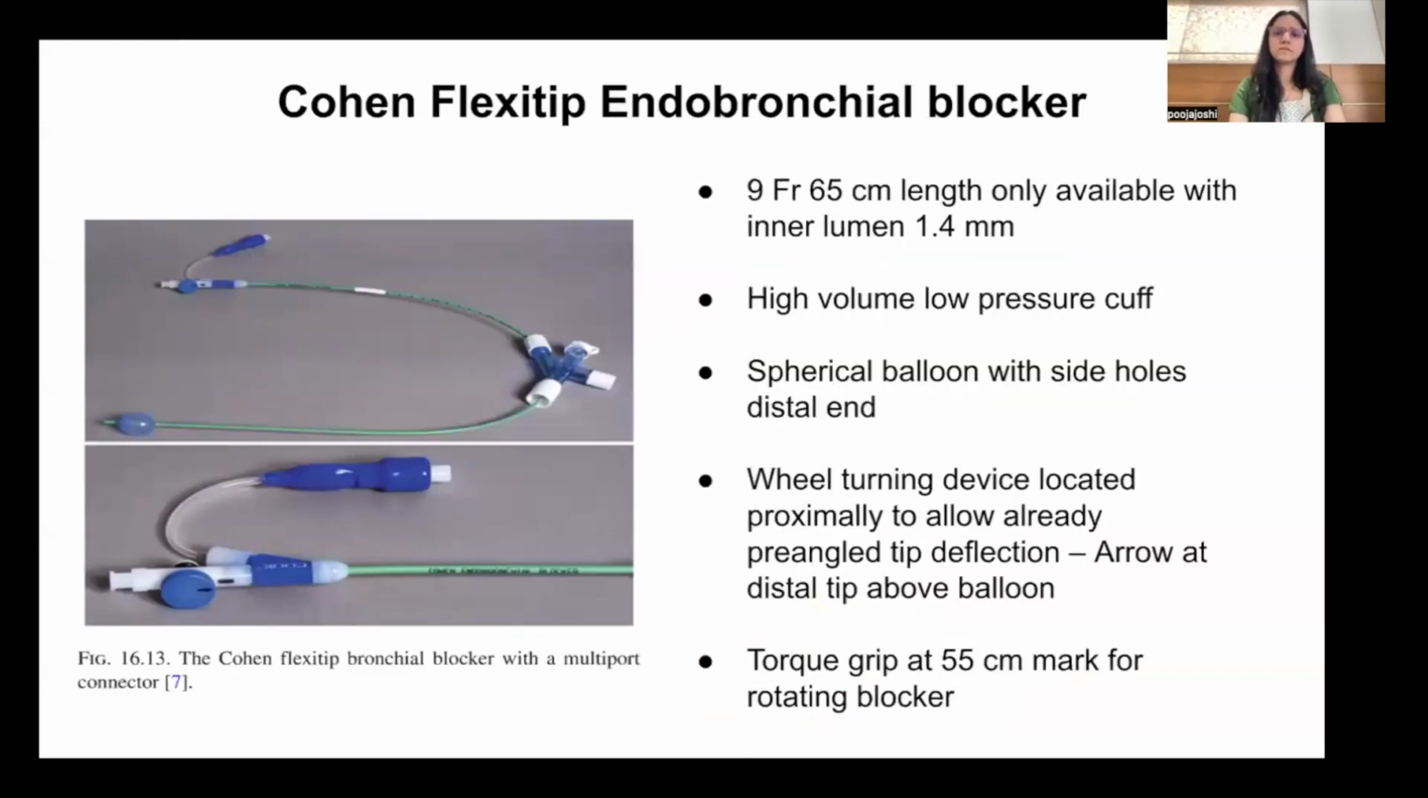The Cohen Flexitip blocker is available as a 9 French, 65 centimeter blocker, having a high volume, low pressure cuff. It has a spherical balloon with side holes at the distal end. The mechanism here is a wheel, as compared to the wire loop. It is a wheel turning device located proximally to allow already pre-angled tip deflection at the distal tip. You also have a torque grip at the 55 centimeter mark for rotating the blocker.